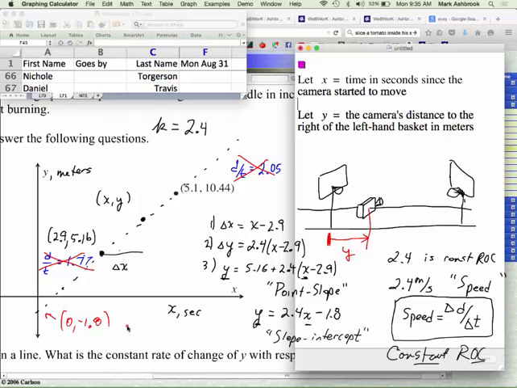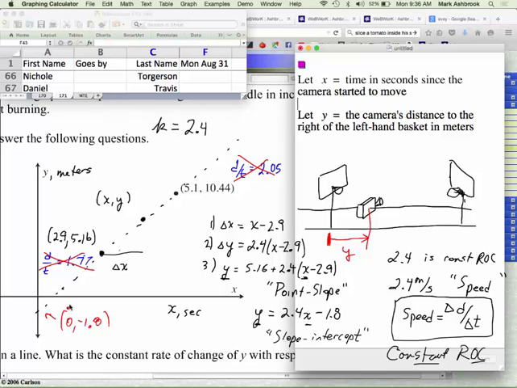Yeah. How? Because it's to the right of the left hand, or it's on the other side. Right. So if we're defining y as to the right of the left-hand basket, then a negative value of y just means to the left, like a number line. So that's fine. It just means that at time equals 0, the camera was 1.8 meters to the left of the basket, and that when our time quantity started, it started moving right at a constant rate of 2.4 meters per second.